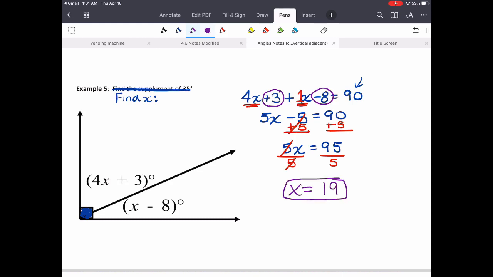And that's it. And like I said on the last problem too, if the exercise here was to find x, we're done. But if the point was to figure out what the angle measurements were, then we could just put those numbers in for x as well and see what we get.